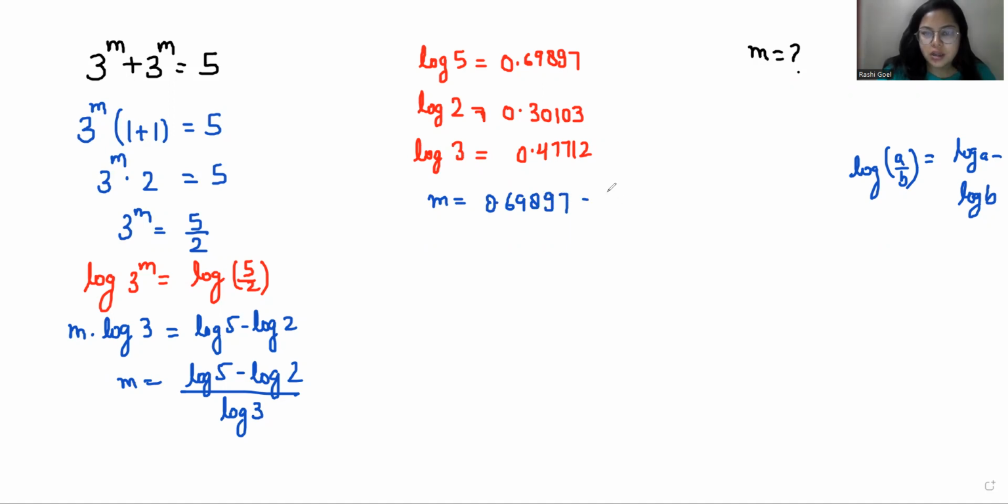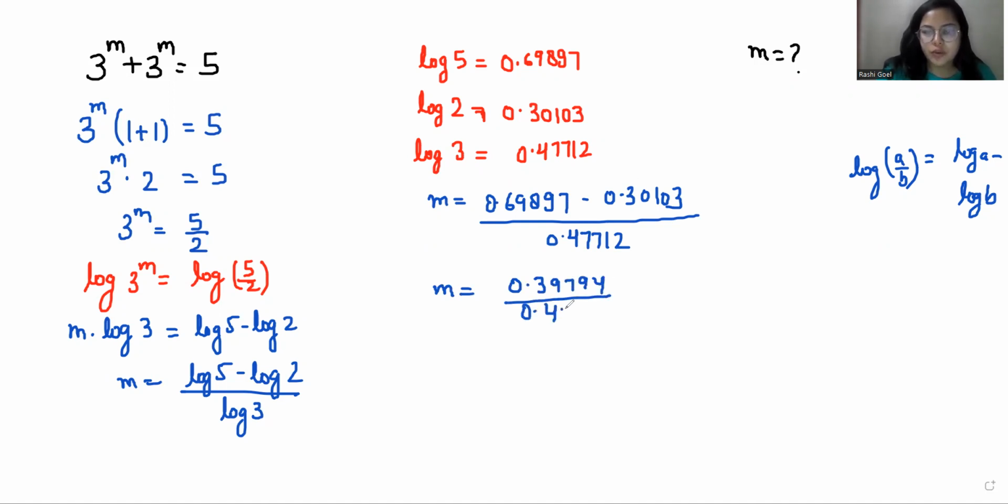So m is equal to 0.69897 minus 0.30103 by 0.47712. So m is equal to 0.39794 by 0.47712. m is equal to 0.83. So this is the value of m.